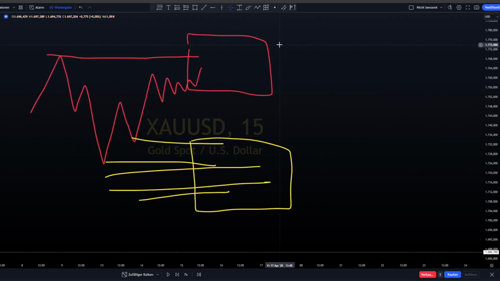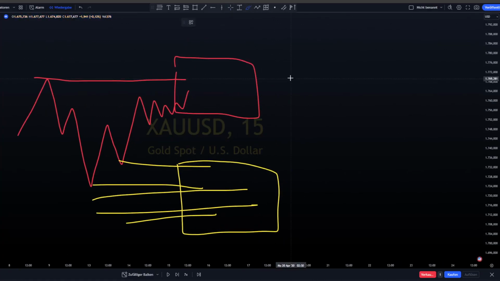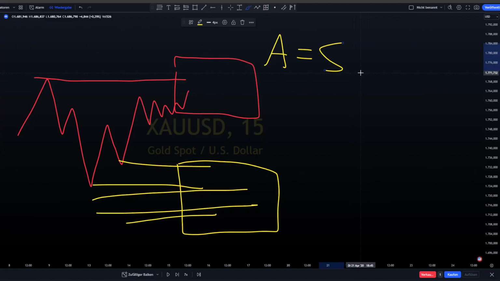Now, what are the disadvantages of both? The disadvantage of the aggressive entry is you can easily get stopped out. Yeah, your stop loss can be hit just by a pullback, depending on how you put your stop loss.